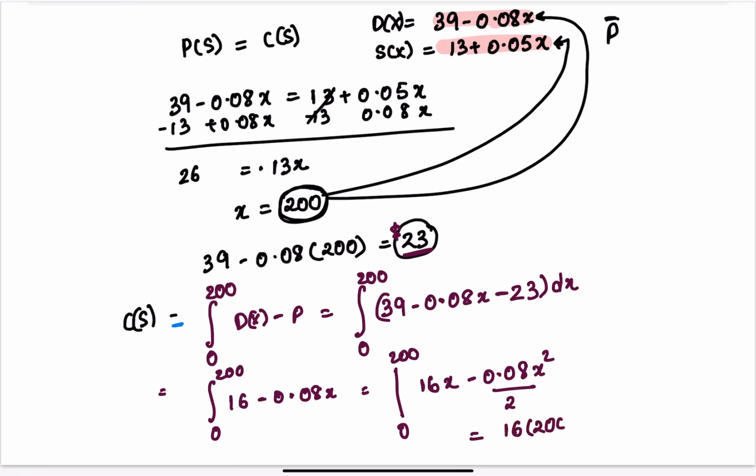16 times 200 minus 0.04 times 200 squared. Let me plug that into the calculator. And I end up with 1600. If you can see that, that's going to be $1,600. So as a consumer, when the demand is for 200, then I save $1,600 as a consumer surplus. So that's CS. Let me rewrite this one. That's my C and S.